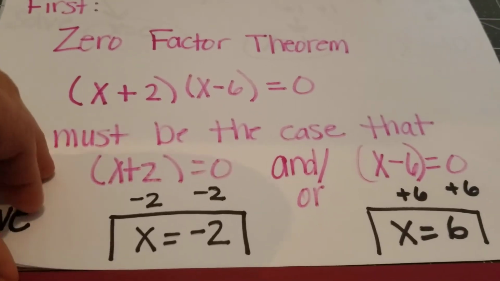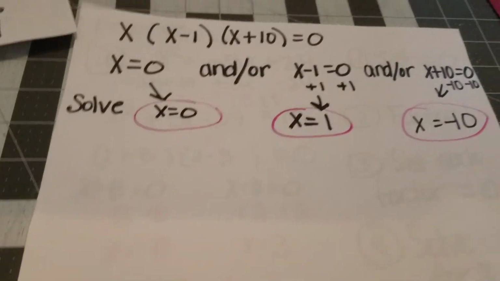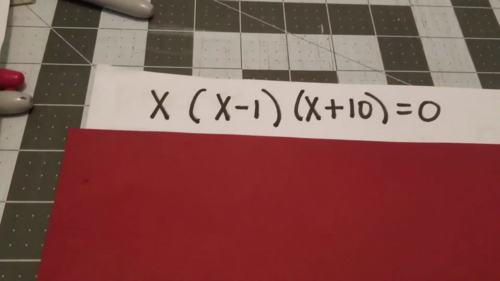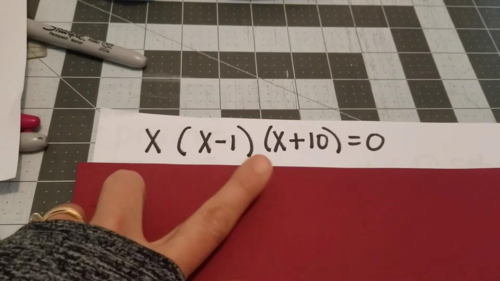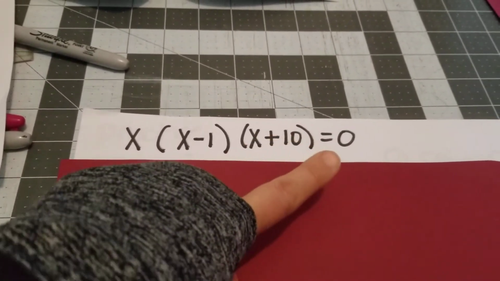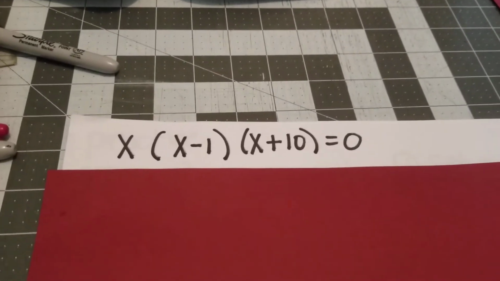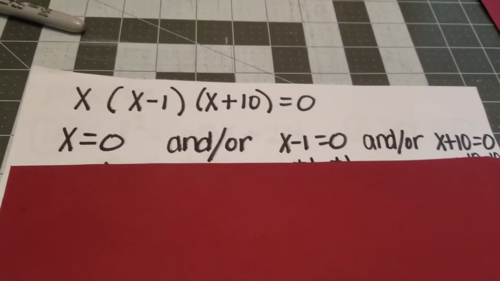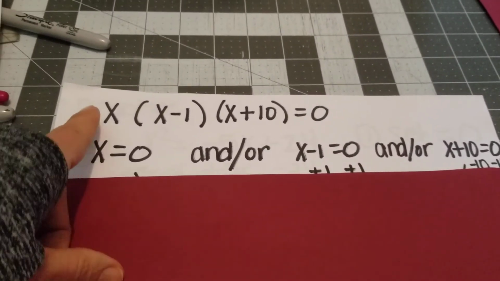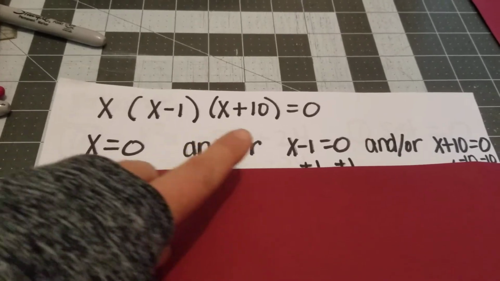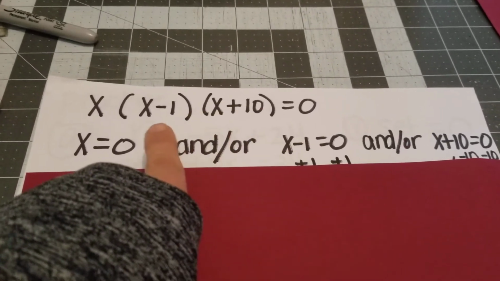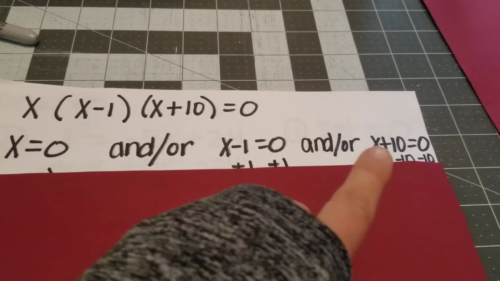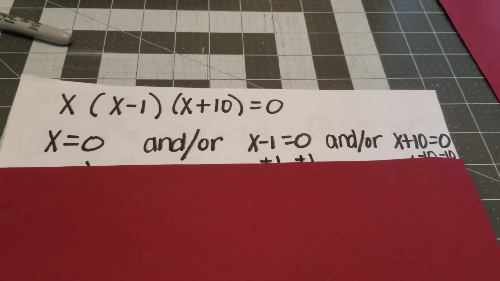Okay, another example here. If I have this equation, and it has three factors in it rather, x, x minus 1, and x plus 10, and we set it all equal to 0. It's very key to set these things equal to 0. Okay, so then I have the case that I have either x is equal to 0 and or x minus 1 is equal to 0 from that factor, and or x plus 10 is equal to 0 from that factor.